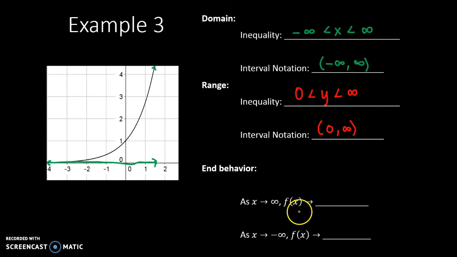My end behavior, as x goes to infinity, so as my x-coordinates get bigger and bigger this way, my y-coordinates are shooting up towards positive infinity. So my y-coordinates are getting very, very large. As x goes to negative infinity, so if I go this way on my graph, the behavior of my y-coordinates are getting closer and closer to 0. Okay? So that's kind of different end behavior for that graph.